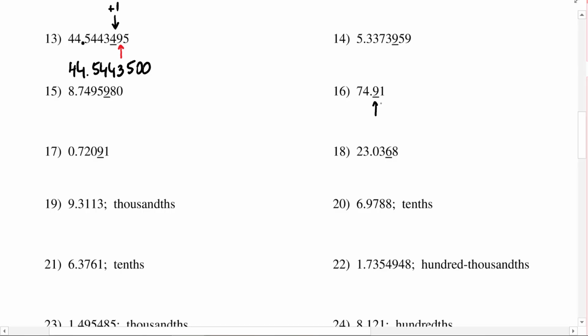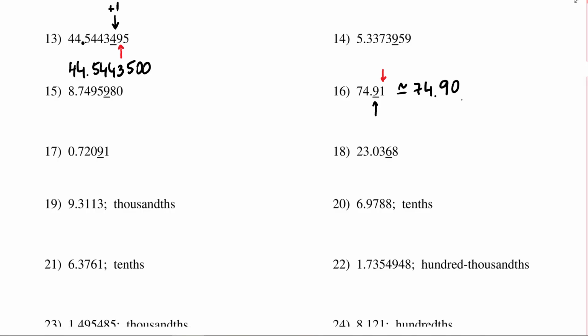Let's take a look at problem 16. We want to round to the nearest tenth. So we look at the next decimal, which is less than 5. That means the 9 remains 9. We can put 0 after it if we want, or we can just leave it. But that's how we round 74.91.